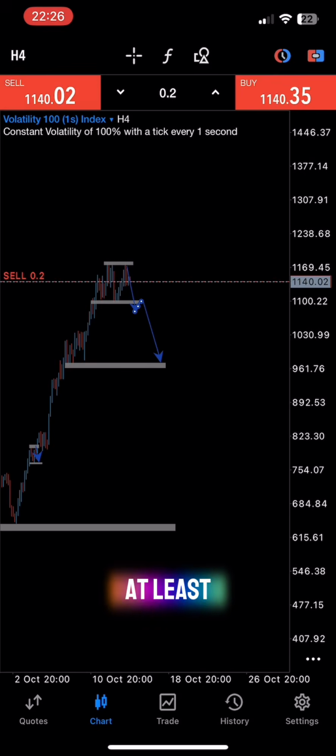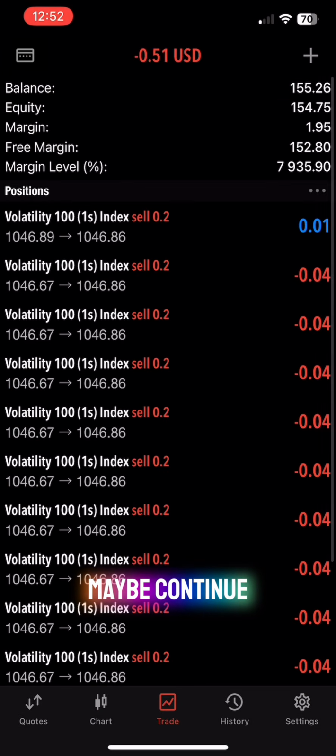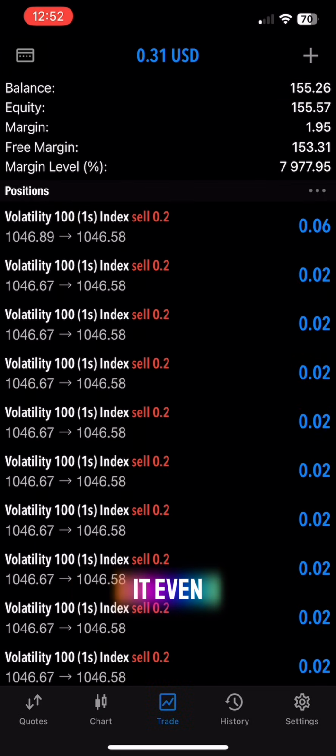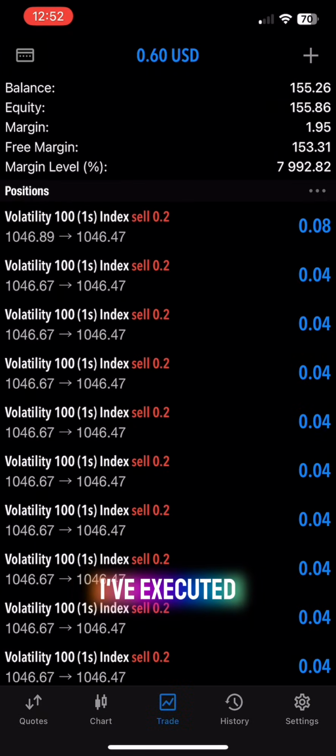We are going to ride it at least to the neckline where there is that second shadow zone, and then maybe continue with it even further. But anyway, I have executed the market.